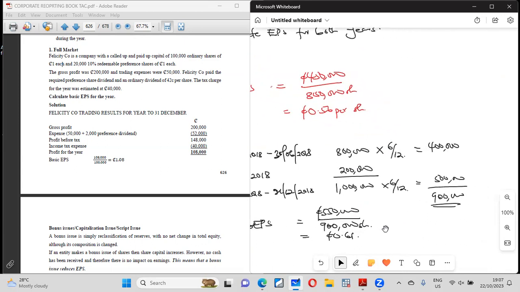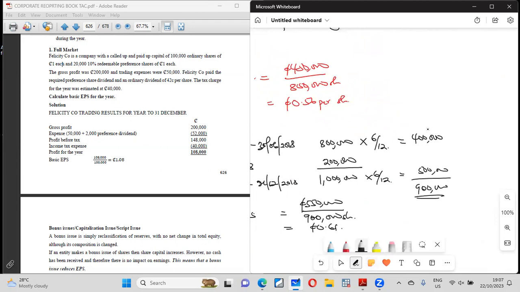Now, students argue and say, okay, sir, can I also say that the 800,000 shares was there throughout the year, which is 12 over 12, and therefore we will have 800,000 shares, but the new issue of 200,000 lasted for 6 months, so that one will be 100,000, and we will still have 900,000 shares. I will say yes, and you can apply it to only full market.